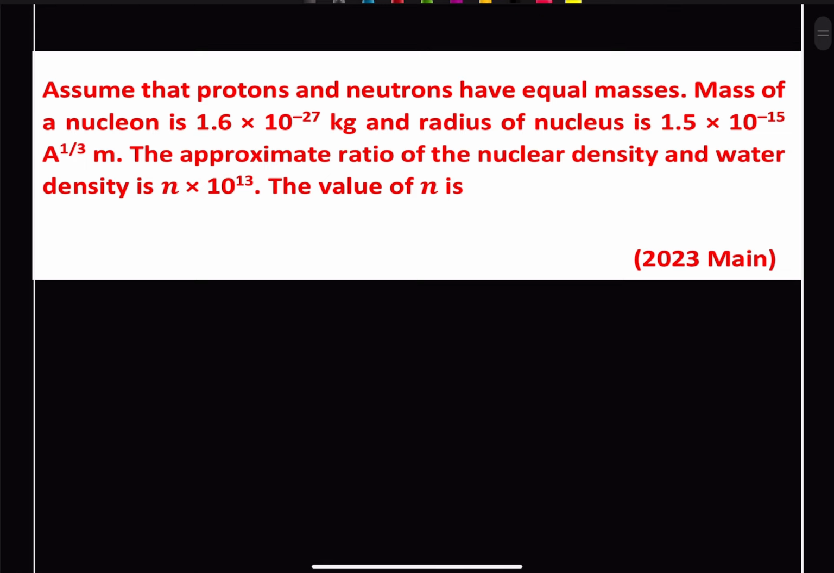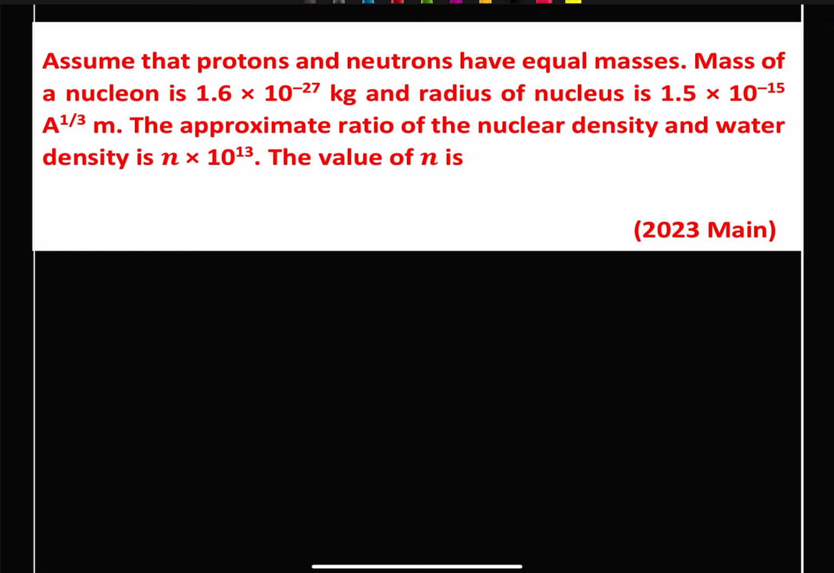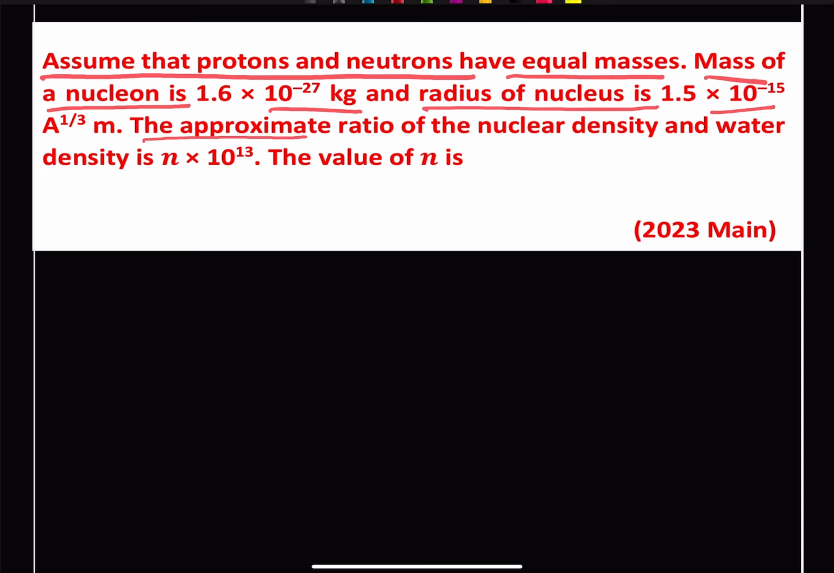The first question states that assume that protons and neutrons have equal masses. Mass of nucleon is 1.6 into 10 to the power minus 27 kg, and radius of nucleus is 1.5 into 10 to the power minus 15. The approximate ratio of nuclear density and water density is n into 10 to the power 13. The value of n is.